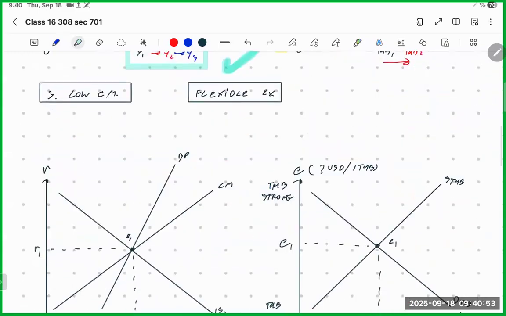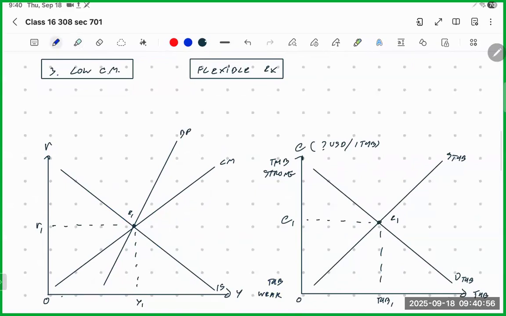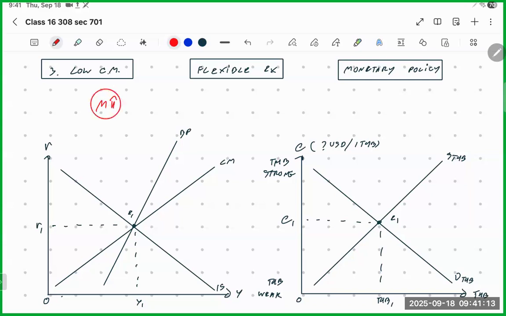Next, we're going to go to the case of monetary policy. In order to stimulate the economy, the central bank can inject more money into the economy, right? Increasing M. By doing this, the LM curve is going to shift to the right. Okay, the equilibrium point changes, E1 to E2. GDP increases, Y1 to Y2. The real interest rate goes down, R1 to R2.